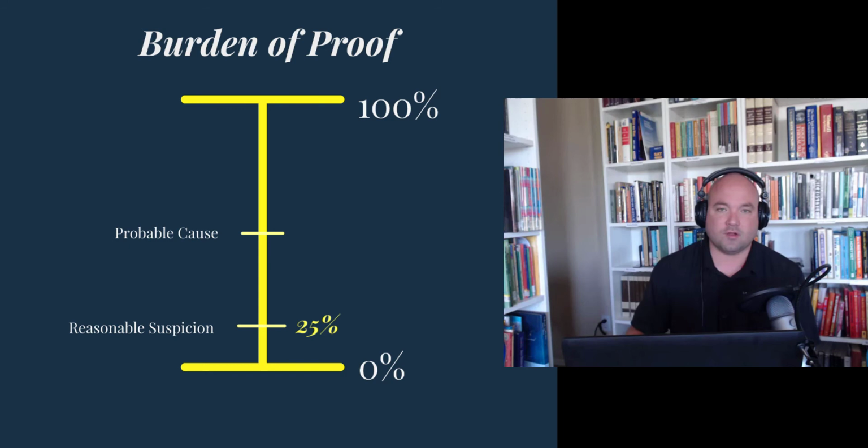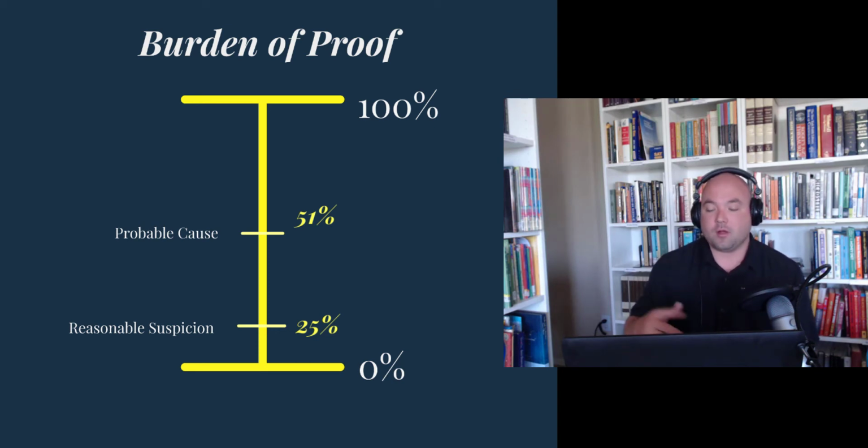Now, probable cause is set right here in the middle, around 51%. So it's 51% likely that the person committed a crime. So this could be a civil crime or it can be a criminal crime, right? It's a crime. So it's a 51% probability.